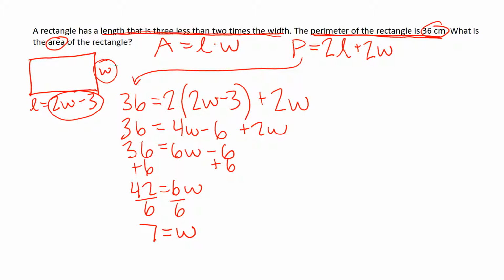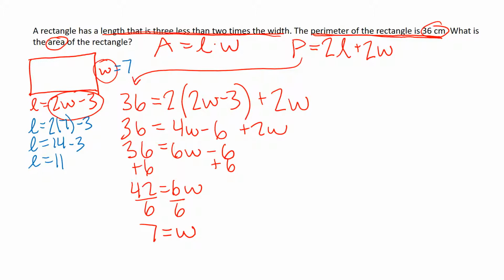I'm just going to write that up here. We're going to write it in blue so it stands out. And we can actually figure out what our length is from this as well. So we know what W is, so we can just plug that in right here into our length. 2 times 7 minus 3 is our length. So that's 14 minus 3, which is 11. So we have our width is 7, our length is 11.